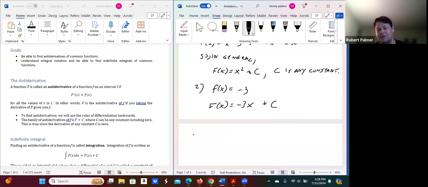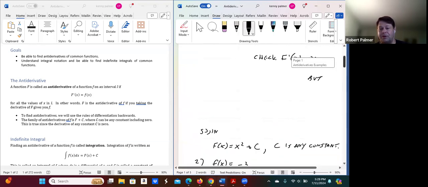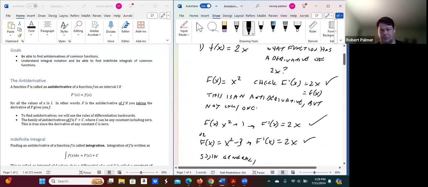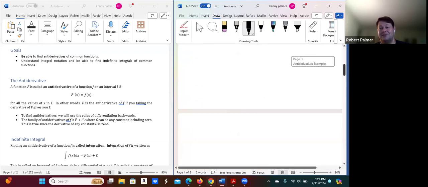Now let's think about this one a little bit more. It takes a little more thought. What if we have, this time, instead of 2x, what we had before, simply x? Not x squared, just simply x. Now, if we compare this to the first one we started with, that was a 2x. We had a 2 out front. This time we don't have the 2 out front, we just have an x.